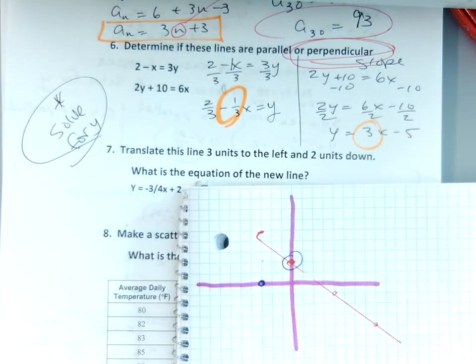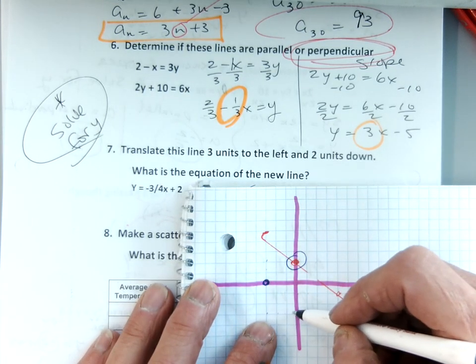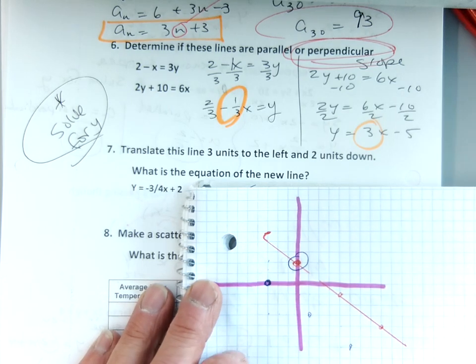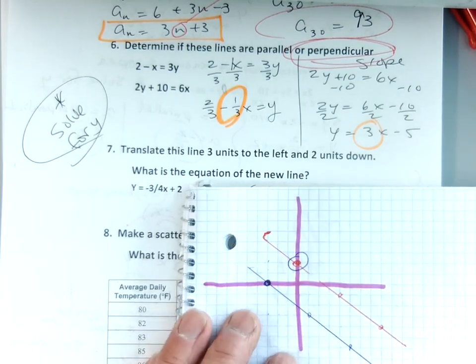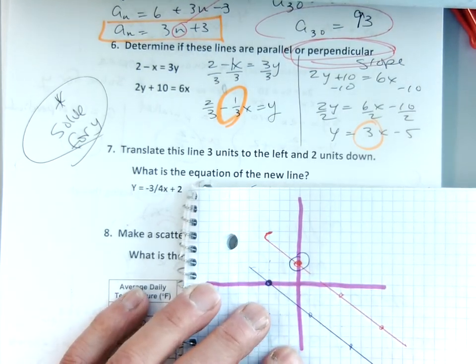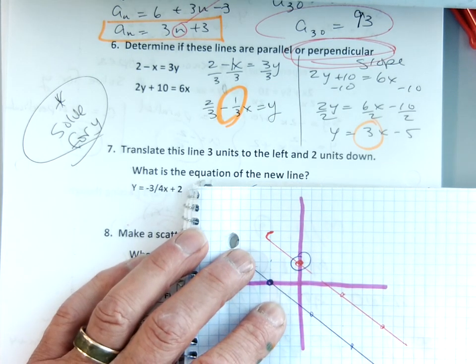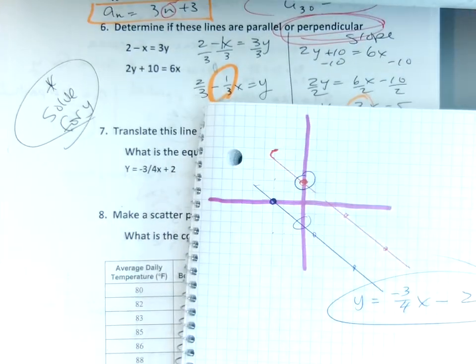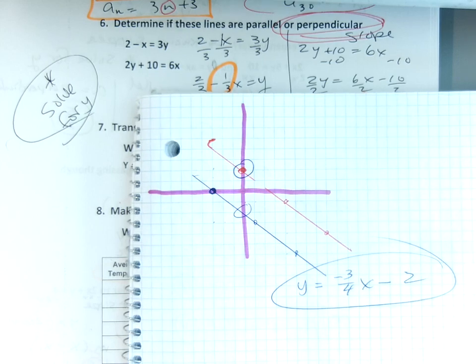So I know it's the exact same line, just moved, so it's still going to be a down 3 over 4. 1, 2, 3, 4. Down 3 over 4. Draw it in. I would say the new equation is going to be y equals down 3 over 4x minus 2. How's that? Oops, you can't see it. There you go. Easy. Just move it. Come up with the new equation, okay?